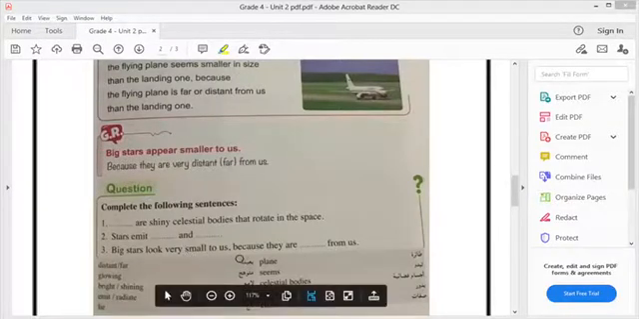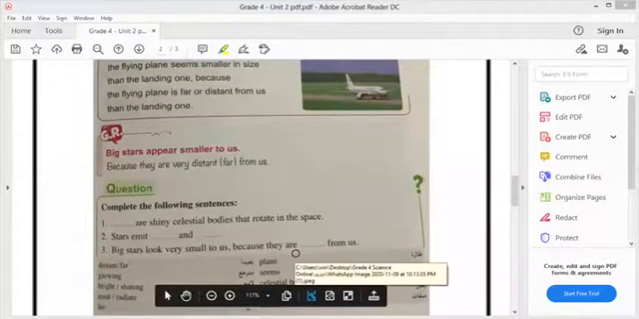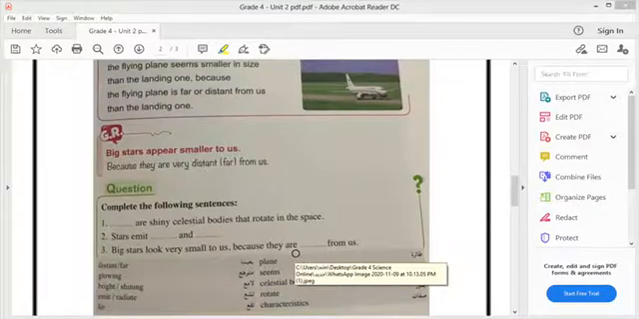Big stars look very small to us because they are, answer, yes. Do you know the answer? Yusuf, do you know the answer? Ali Mahmoud, yes. Far away. Okay. Far or distant. Okay, Ali: big stars look very small to us because they are far or distant. Don't say far away, just only say far or distant. Okay, thank you.